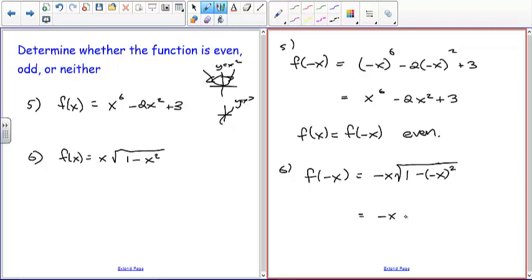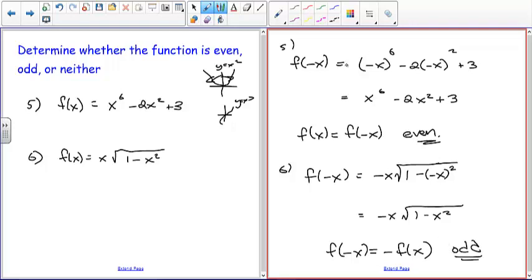So the term out front doesn't change, but the one inside the parentheses, negative x squared, is going to be positive x squared. So what we see here is f of negative x is actually equal to negative f of x. Because I've got a negative sign here, I don't have a negative sign. So this one is an example of an odd function.